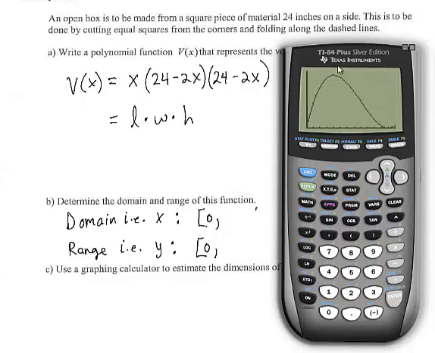So where is the maximum located? For what volume do we have the maximum volume, and what dimension x gives us that volume? Real simple to figure out. The calculator does the work. We simply use the maximum function. We arrow to the left of the peak, enter. We arrow to the right of the peak, enter again, and enter a third time, and we get a maximum of x equal 4 and y equal 1,024.